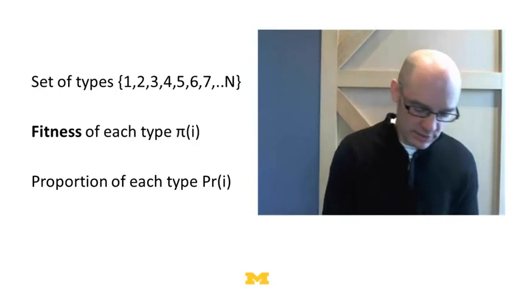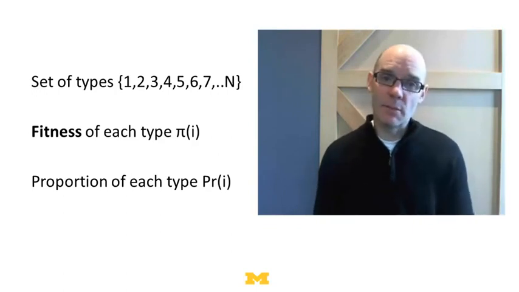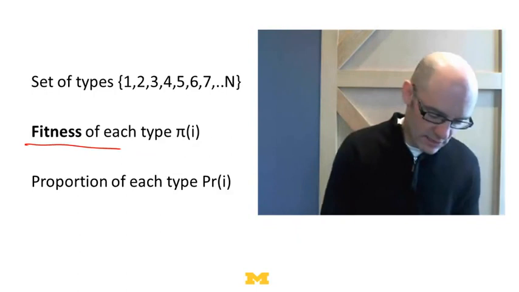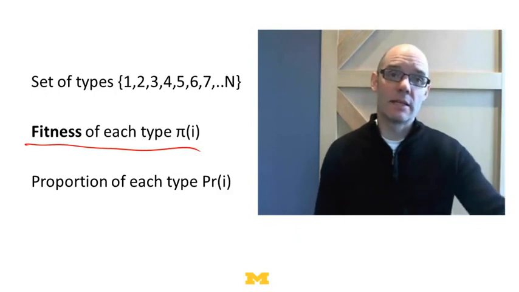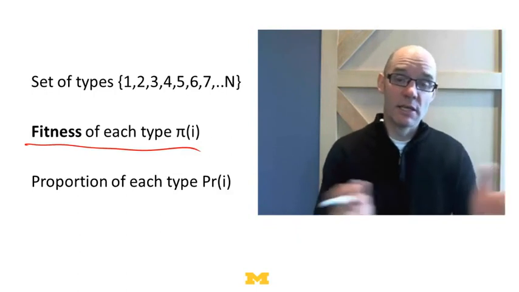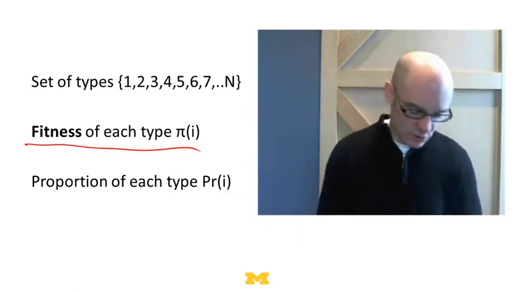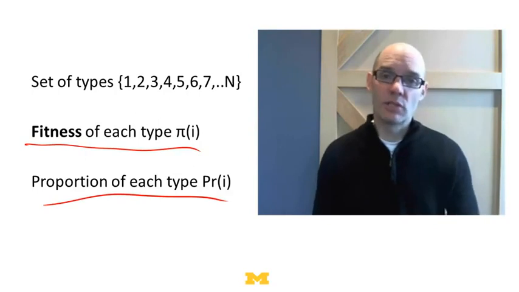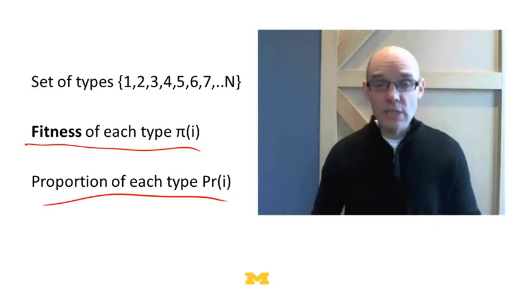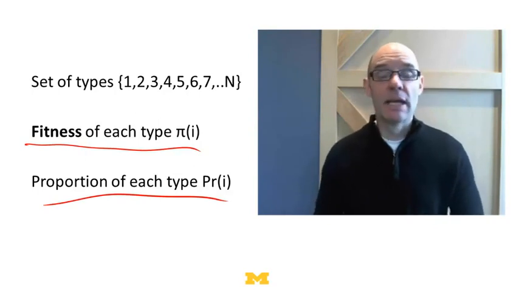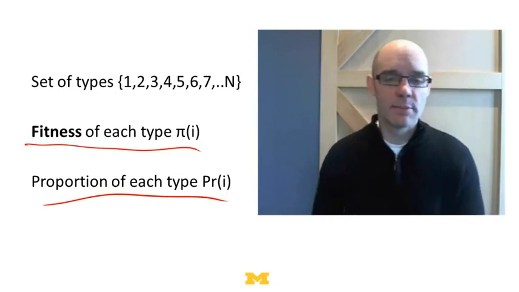Remember in replicator dynamics there's a set of types, but now instead of assuming a payoff to each type, I'm going to assume there's a fitness to each type. That's sort of how fit the member of the species is to its particular ecological niche. And I'm also going to assume that there's some proportion of each type. Well, now we can think of the exact same logic. How many of each type are going to get reproduced in the next population?